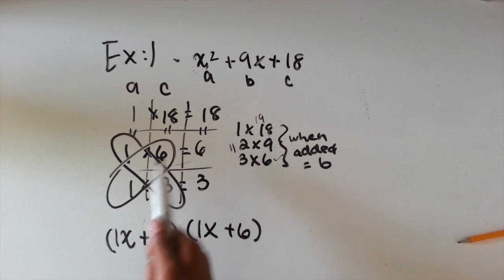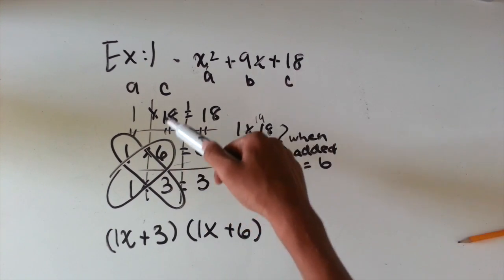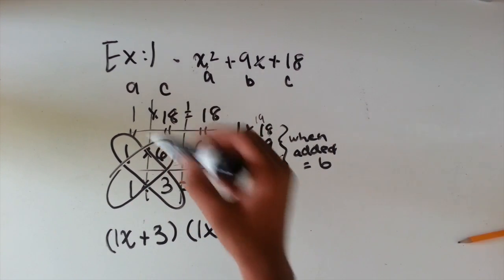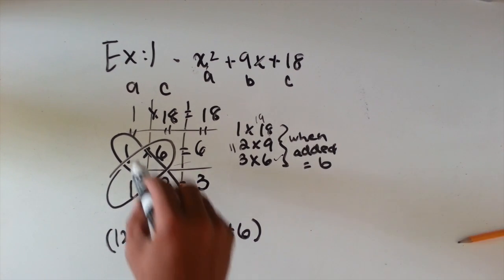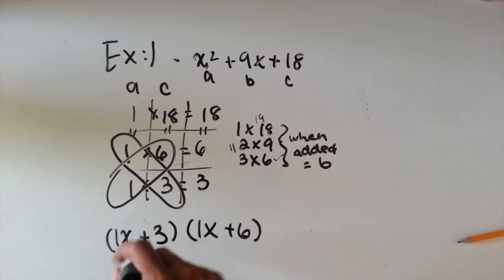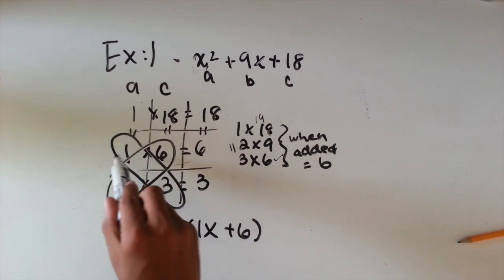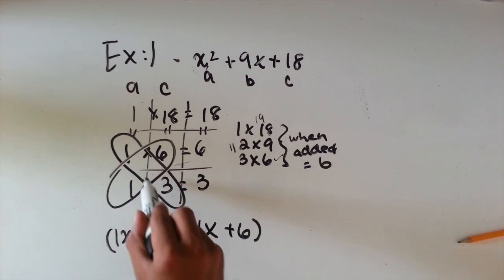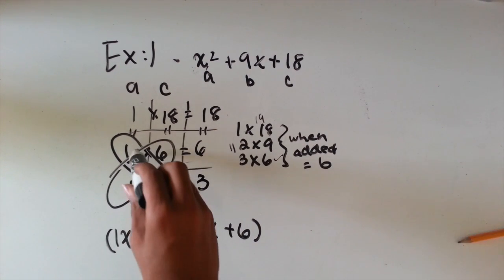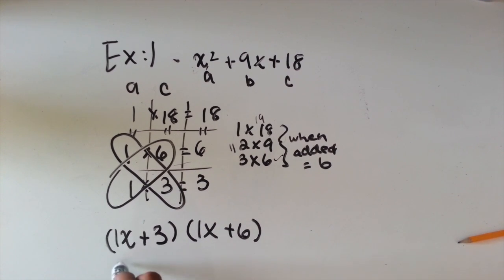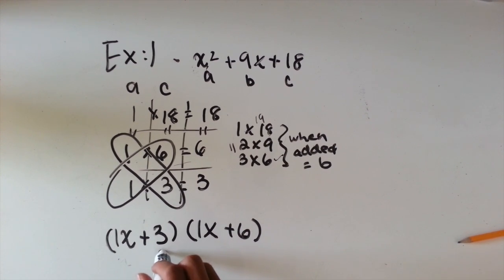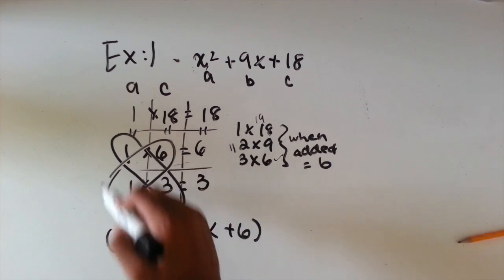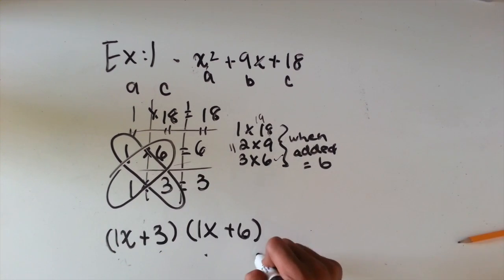So 1 times 6 is equal to 6, 1 times 3 is equal to 3, 3 times 6 is equal to 18, 1 times 1 is equal to 1. Now when arranging it, for your first pair, you must always use this box right here and this box right here. So this first number goes right here as in 1x, and the second number goes right here as 3. So you're basically just plugging in. And for your second pair, you use these two numbers, where 1 goes here, 6 goes here.